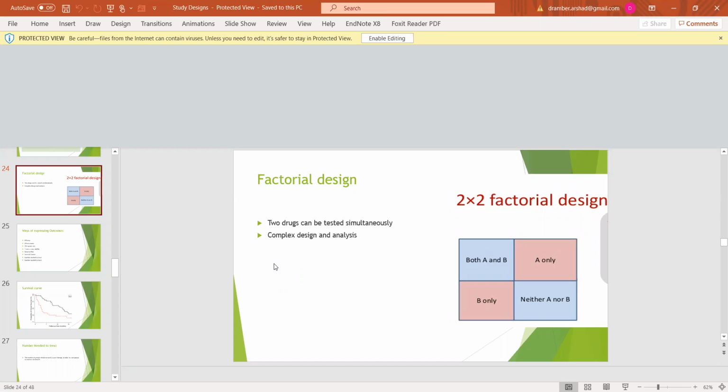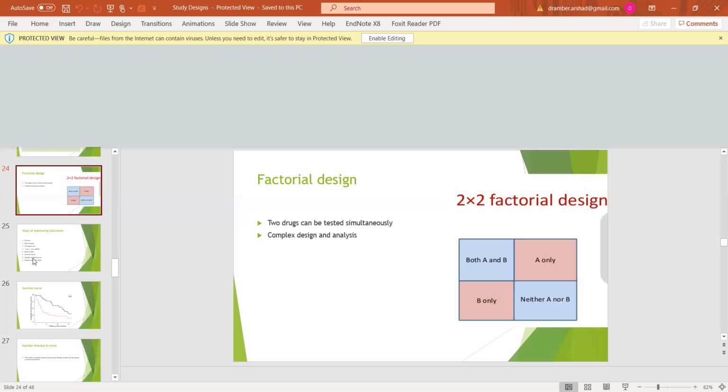The participants are divided into 4 groups. Number one group is the one which is going to get both the interventions, intervention A and intervention B. And group 2 is going to receive the intervention A only. Group 3 is going to receive the intervention B only. And the last group is neither going to receive the intervention A or intervention B.